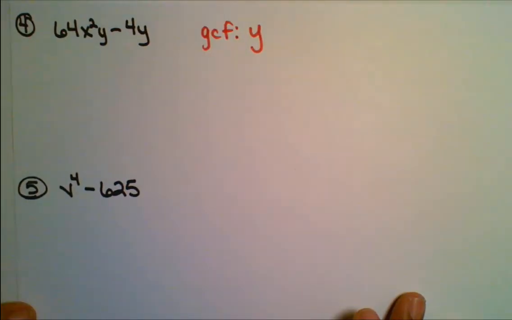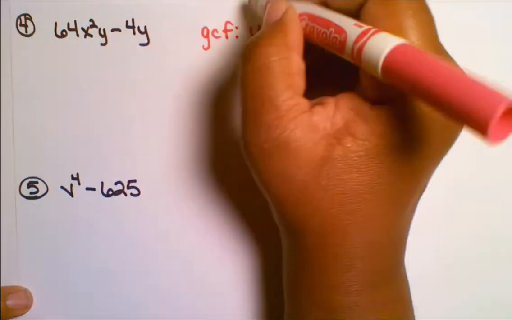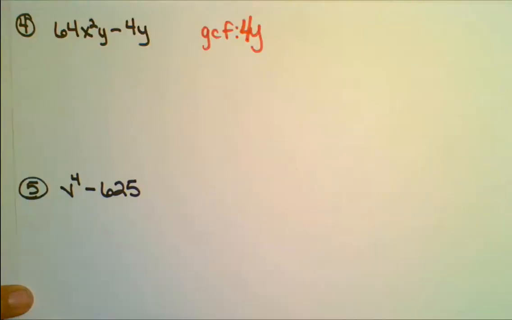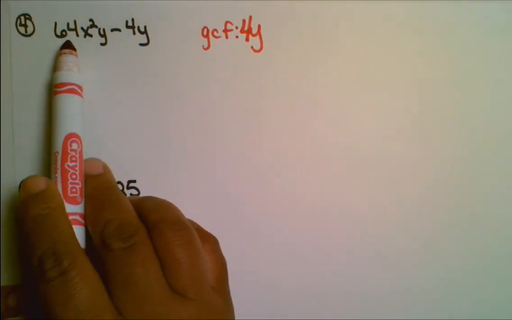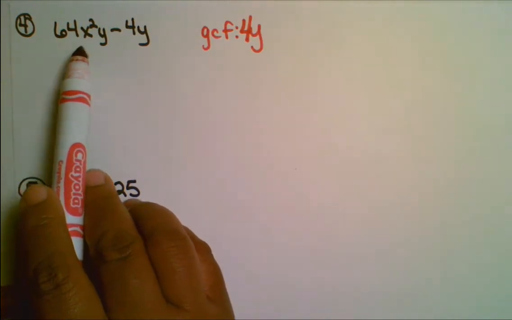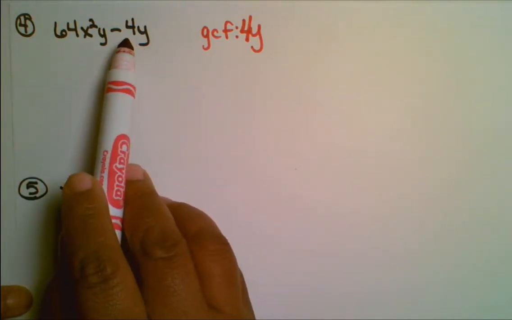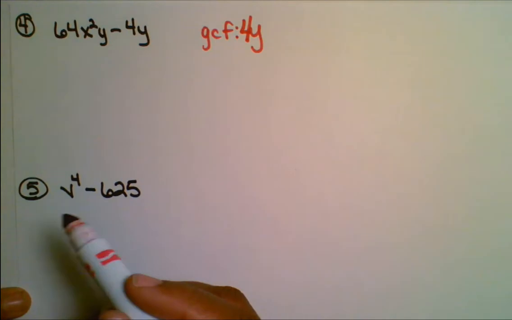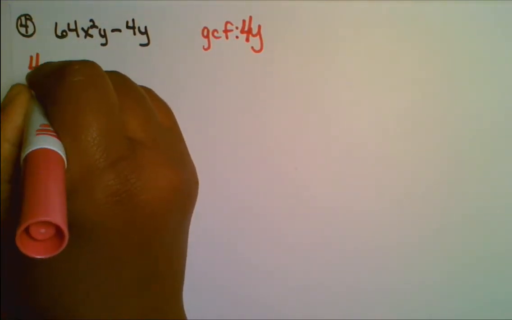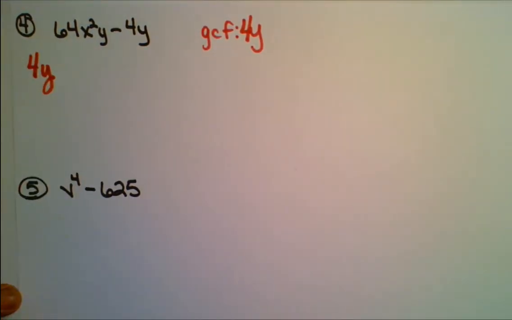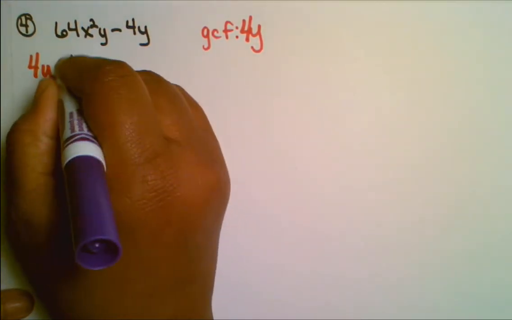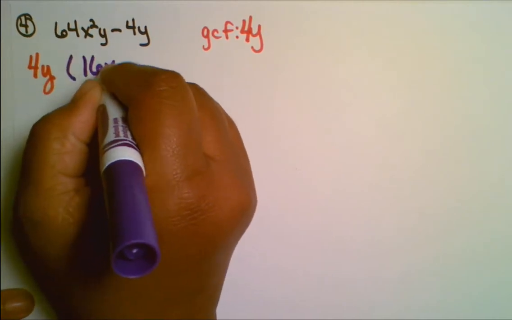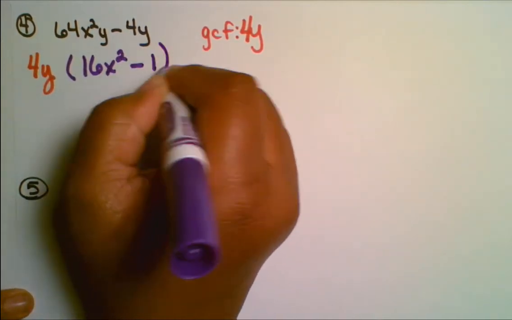It is y. So we're going to factor out, it's not just y, but it's a 4 and a y. Because we can factor out a 4 from the 64, and we can divide out a 4 from the 4 as well as take out the y's. So we're going to factor out a 4 and a y. And as we factor out the 4y, divide that out, we're going to have 16x squared minus 1.